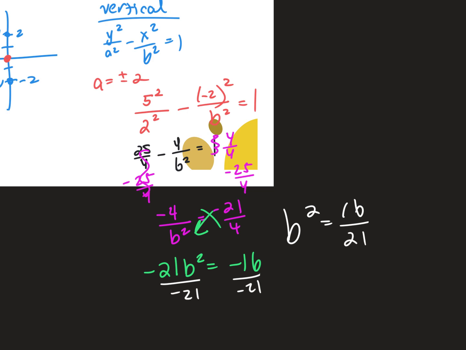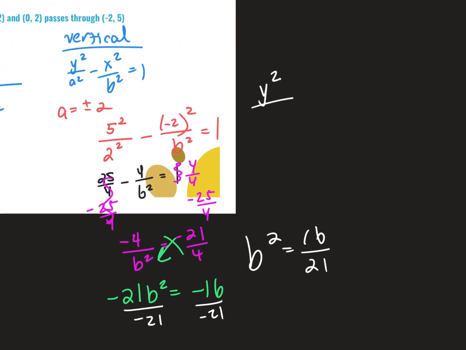Do I have to now take the square root and rationalize all that stuff? No, because what do I need for my formula? I need a squared and b squared, which I already have. So this just becomes y squared over, what's my a value? A value is 2, so when I square it, it becomes 4, minus x squared over 16 over 21 equals 1. Now, if you left it like that, I'd take a couple points off, because that's not okay.